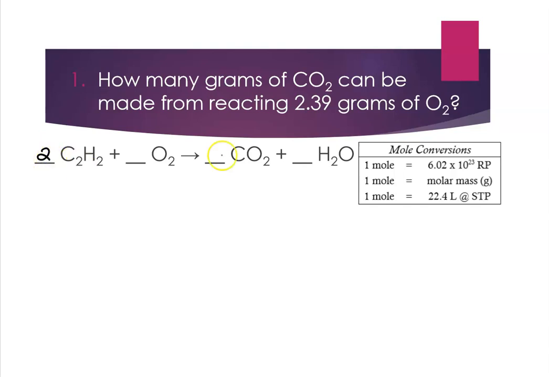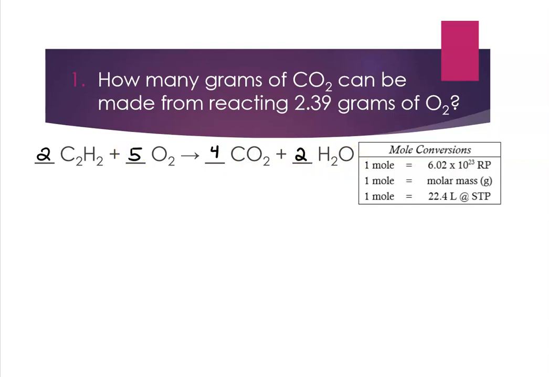So 2 times 2 is 4 carbons here. 2 times 2 is 4 hydrogens, 2 hydrogens here, so I put a 2 here. 4 times 2 is 8 oxygens. 2 times 1 is 2 oxygens. 8 plus 2 gives me 10. So I put a 5 here.